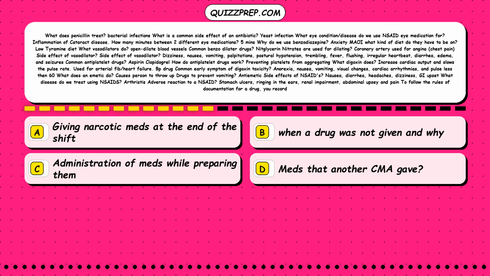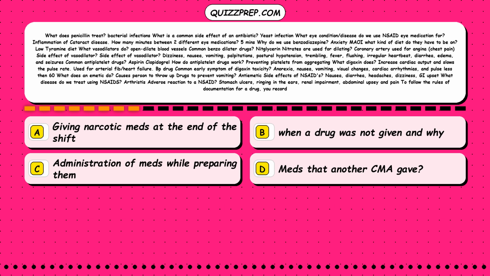Used for atrial fib and heart failure. BP drug. Common early symptoms of digoxin toxicity: anorexia, nausea, vomiting, visual changes, cardiac arrhythmias, and pulse less than 60. What does an emetic do? Causes a person to throw up. Drugs to prevent vomiting are antiemetics.